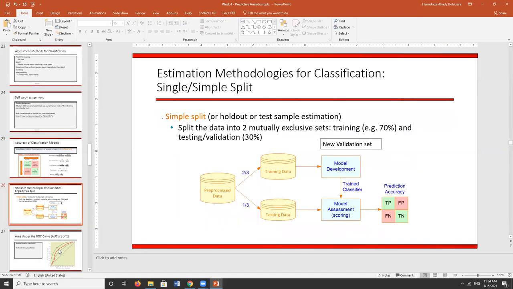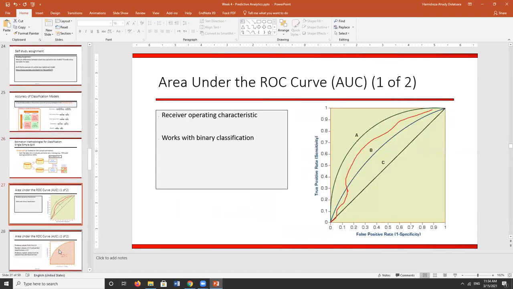Okay. Other performance measures are the area under the ROC curve, or generally talking about AUC. It's for binary classification. It just means your dependent variable has two classes, like positive, negative, or it could be survive or die.